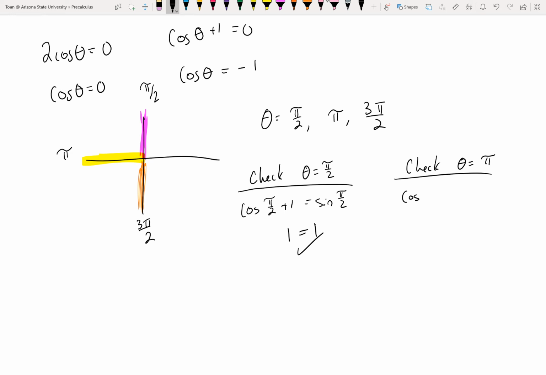So you get cosine of pi plus 1 equals sine of pi. Cosine of pi is -1. Sine of pi is 0, so you get 0 equals 0. So that's a good answer.